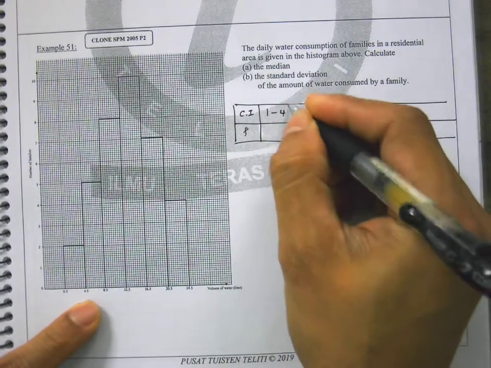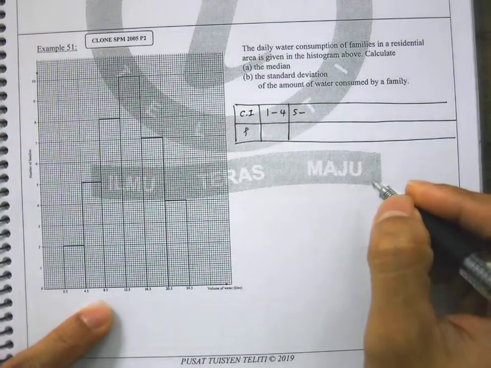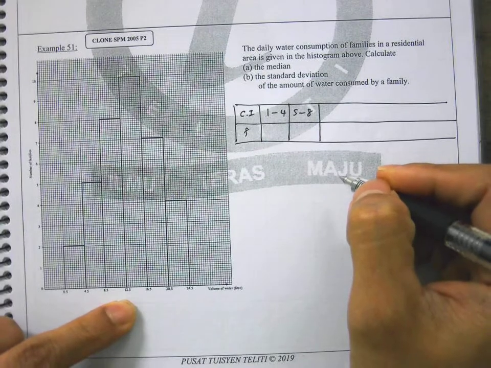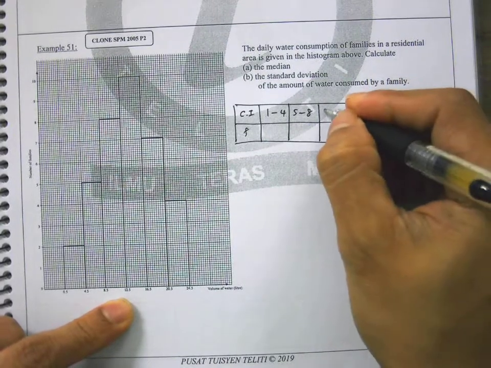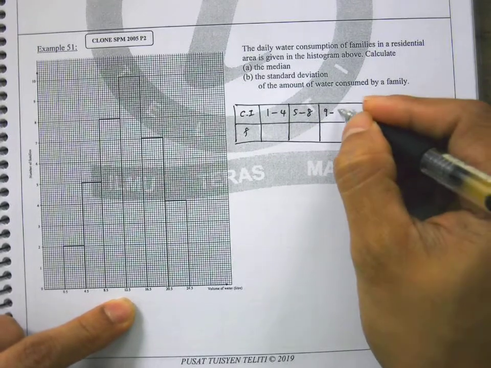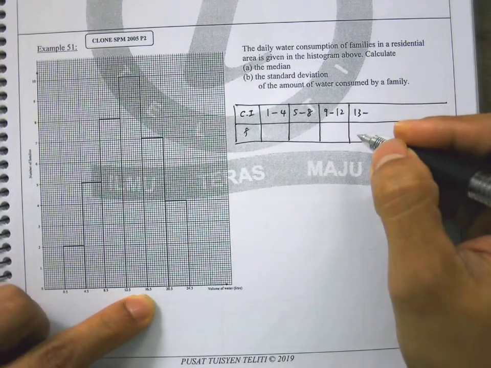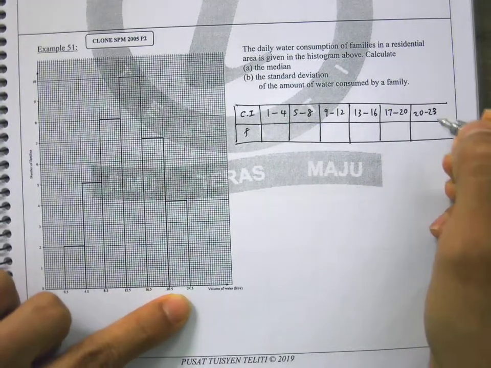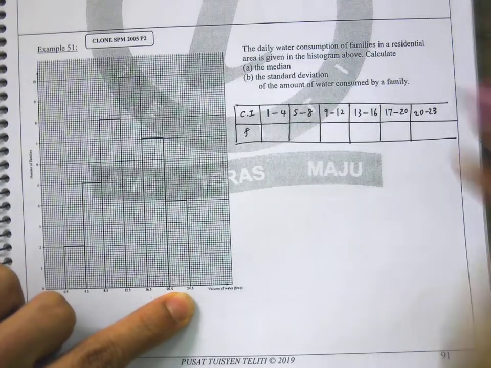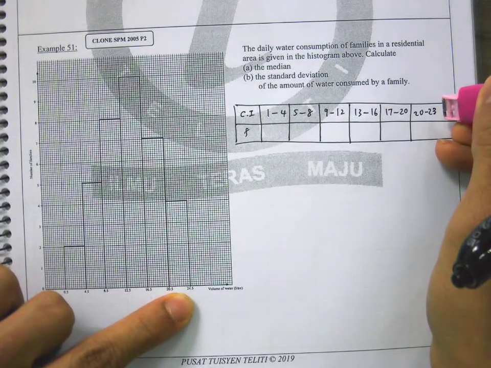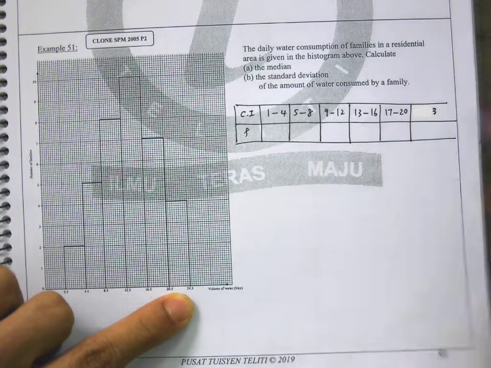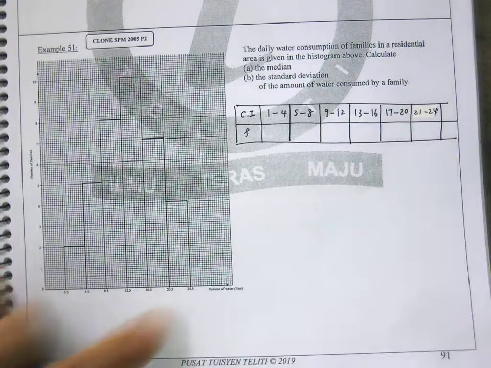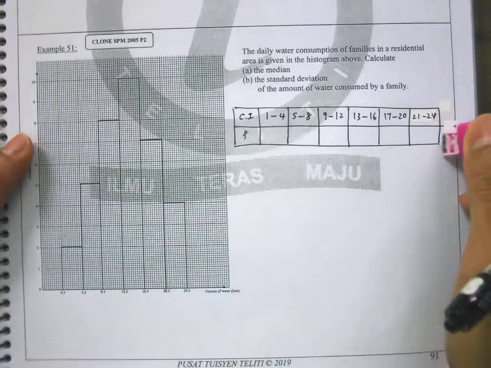1 to 4. Next one will be 5 to 8, right? Next one will be 9 to 12. Then 13 to 16, then 17 to 20. Sorry, it's 24. Did I make a mistake here? 21, sorry. 21 to 24. Big gap here. 21 to 24. And that's about it.